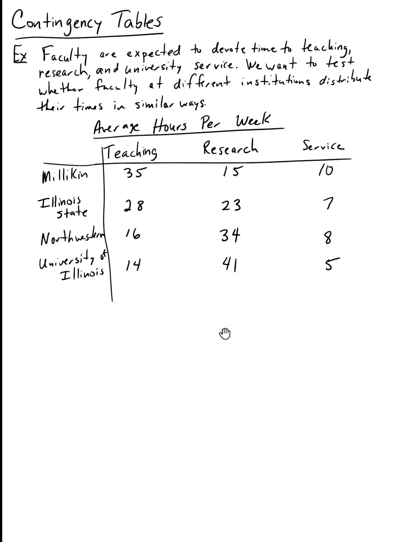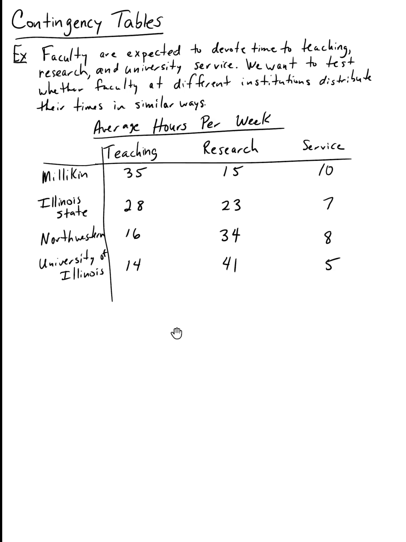So we want to know, is the proportion of time spent on average per week the same at Millikan for teaching as it is at, say, University of Illinois? Okay, well, it certainly doesn't look like it just from the sheer numbers, but we actually want to do a hypothesis test here to see if that really is the case. And likewise with research, and likewise with service across these 4 institutions. So how are we going to do that?